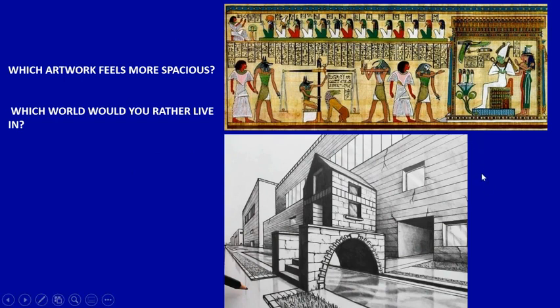For me, I would rather live in the world of the picture on the bottom, because it looks like I could go back into space. If I was living in the picture that is above, I'd be flat. I would be paper thin.